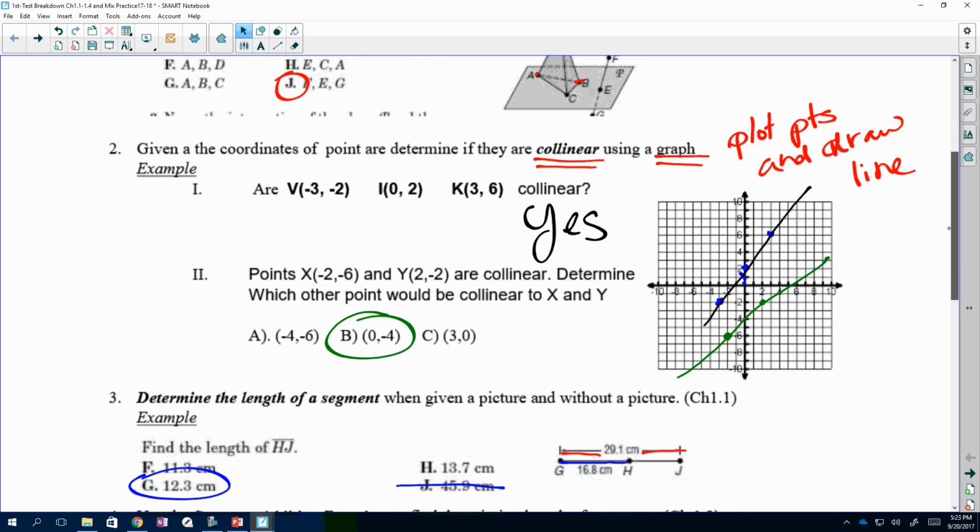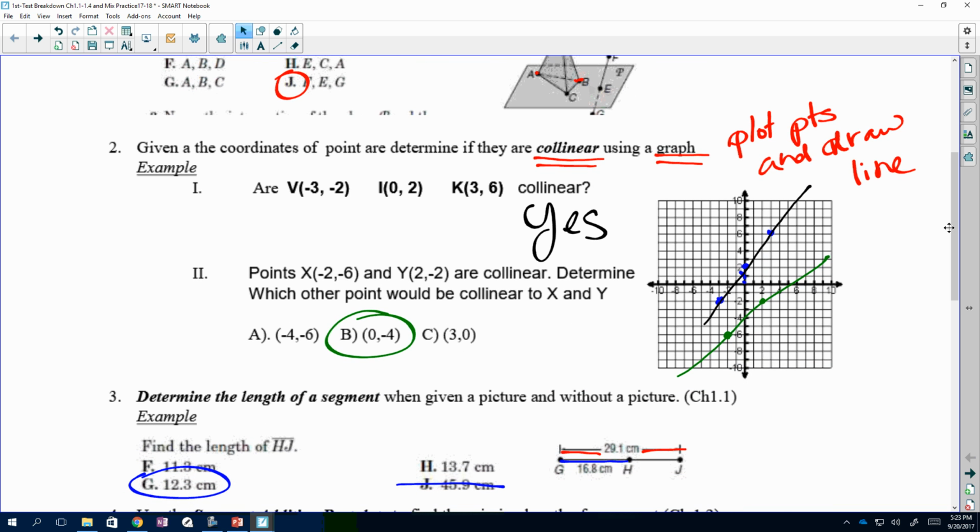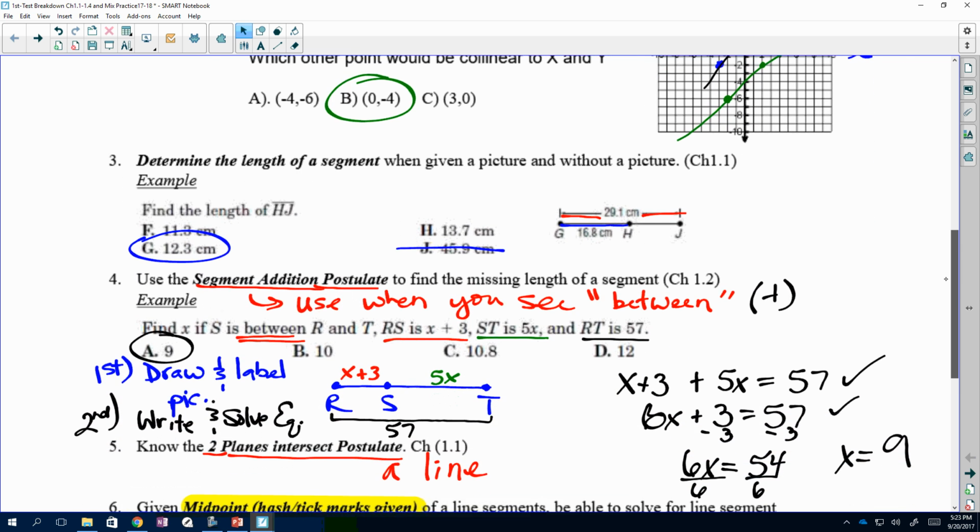Then we're going to look at collinear using a graph, okay? So plot the points and then draw the line. We practiced this in class as well. Graph your points. Remember, in your ordered pair, it goes X, then Y. This is your X over here, your horizontal line, and this is your origin where the two lines intersect. So you always go right or left first, and then up or down. You walk into your elevator and then go up or down to the floor. So we talked about graphing them, drawing a line through the points, and seeing if it's on the line.